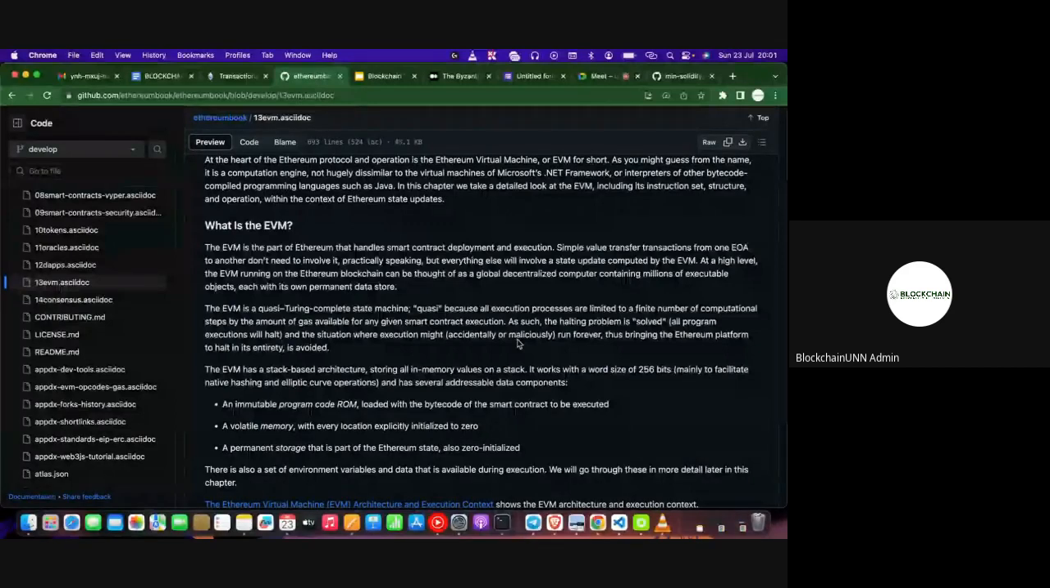So what exactly happened that day was it just kept running until my system kept freezing, and I had to find a way to shut everything down, right? So that's the problem with most Turing complete state machines.